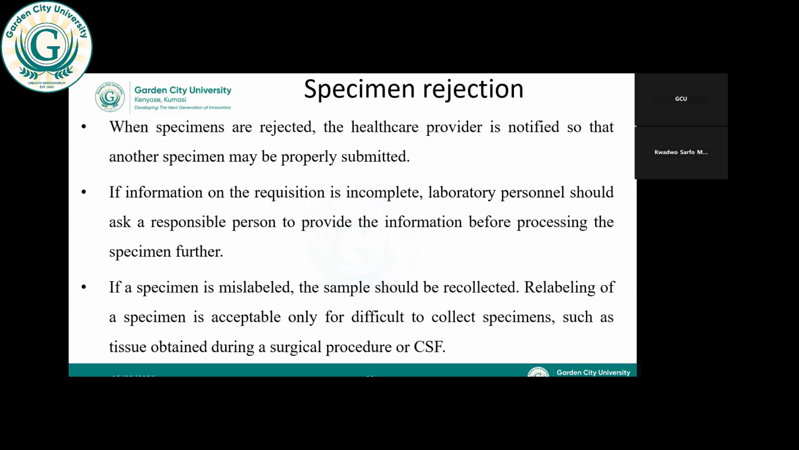If the procedure is over, you cannot go back to the client and say you didn't collect the sample. Well, so you want to take her back to the theater? It's not acceptable. It's unethical. So the correct thing has to be done so that the sample could be used. If it had to do with mislabeling, the solution had to be provided so that the sample could be reused.